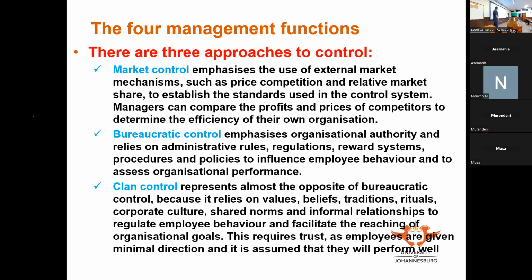Okay, that's one thing. Bureaucratic control emphasizes organizational authority and relies on administrative rules, regulations, reward systems, procedures, and policies to influence employee behavior and to assess organizational performance.